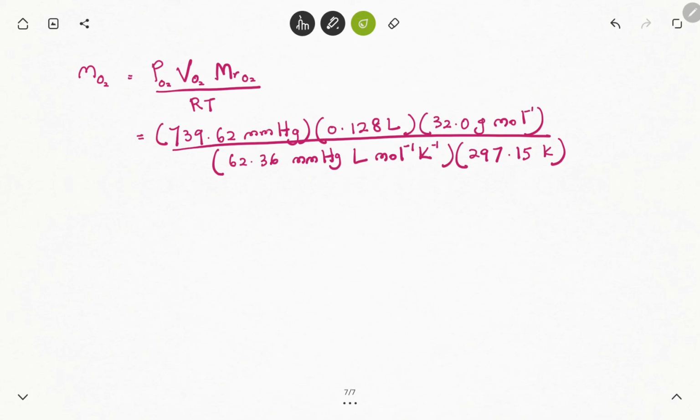Let's cancel out the units: mmHg, liter per mole, Kelvin per Kelvin. So we will get the mass in gram, and the mass is 0.163 gram.